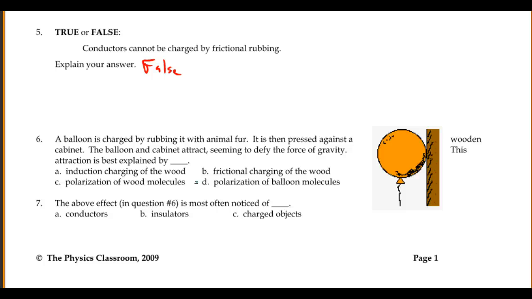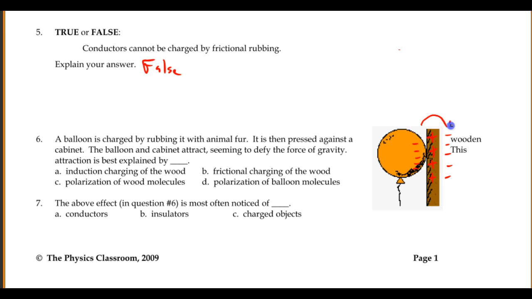Number 6, we charge up the balloon by rubbing it with animal fur. The fur is going to transfer electrons to the balloon, which has a higher affinity, so we're going to get a negative charge on the surface of the balloon. If we bring it over toward the wood cabinet, we can get it to stick. And the reason it's going to stick is that at the surface of the wood, the positive charges are going to be left behind, and the negative charges are going to tend to be pushed away.